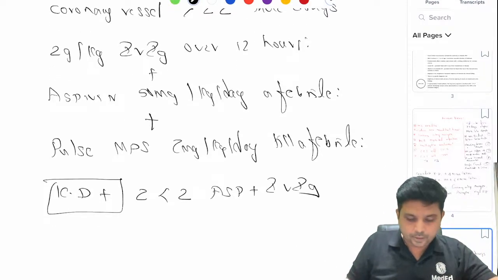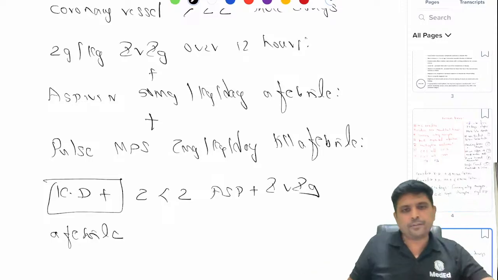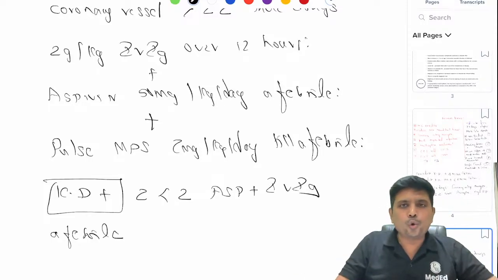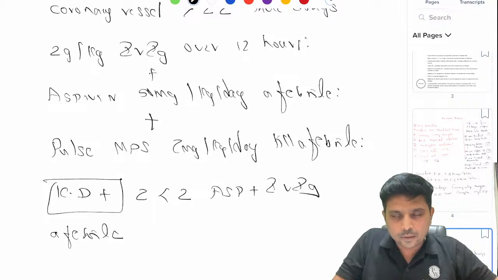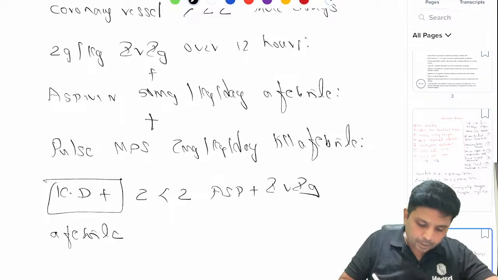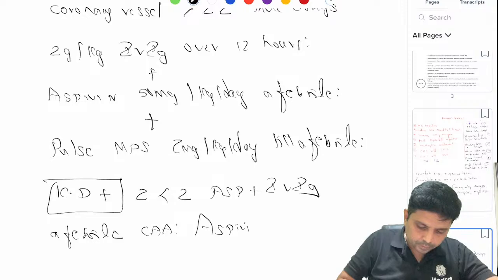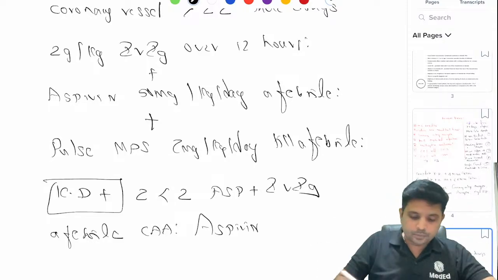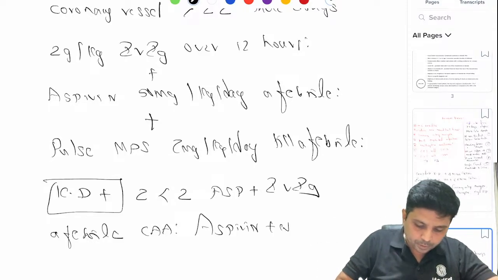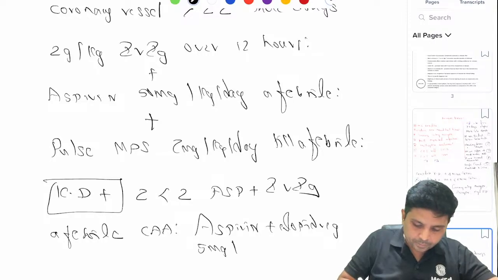But when you diagnose Kawasaki and the child has already become afebrile, there is no role of giving IVIG or anti-inflammatory high dose aspirin. When the child becomes afebrile but coronary artery aneurysms are present, you can give lifelong aspirin. If the aneurysms are huge, you can give aspirin plus clopidogrel. This is antiplatelet, and the antiplatelet dose is 5 mg per kg per day.